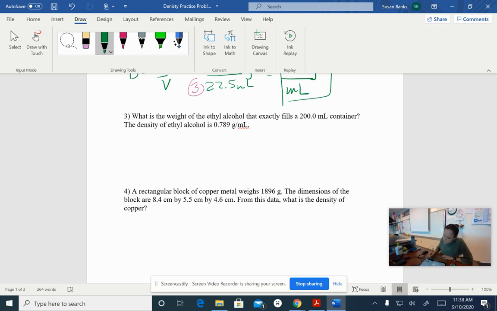Okay, so here we are going to use our unit analysis. I'm going to start with the 200 mils of the ethyl alcohol that I have. And I can't write. I just wrote a 3 instead of a 2.